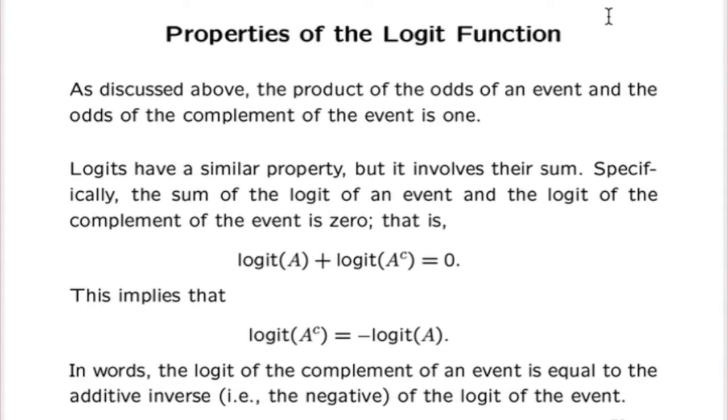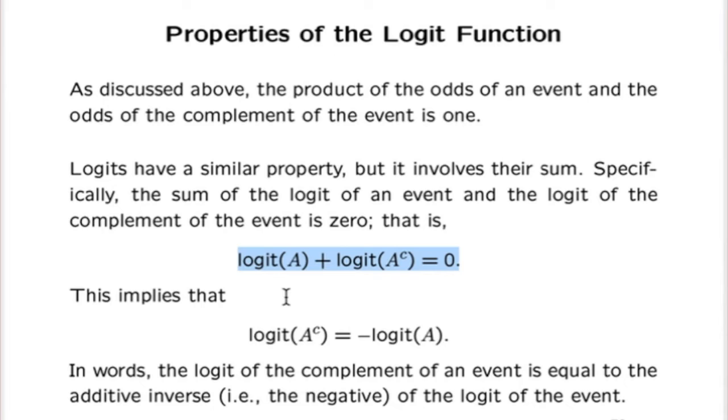Now we look at a particular property of the logit function. Remember that the logit is the natural log of the odds. As discussed above, the product of the odds of an event and the odds of the complement of the event will always be equal to 1. Logits have a similar property, but it involves their sum. In particular, the sum of the logit of an event and the logit of the complement of the event will always be 0. Written mathematically, we would express it this way.